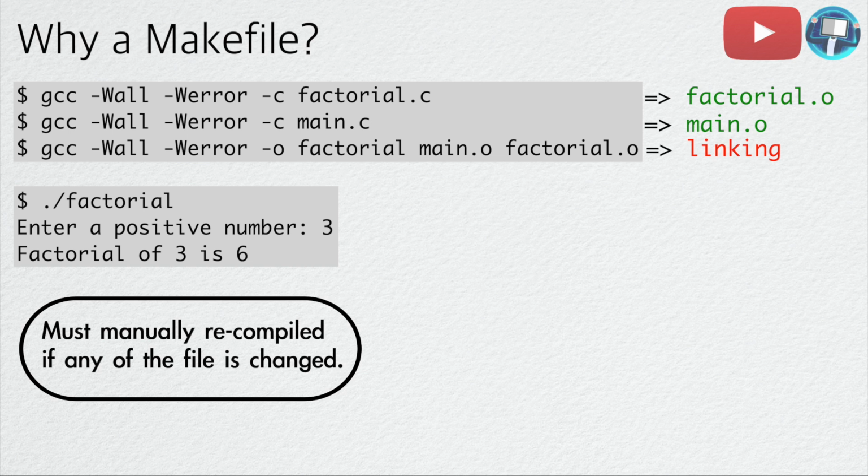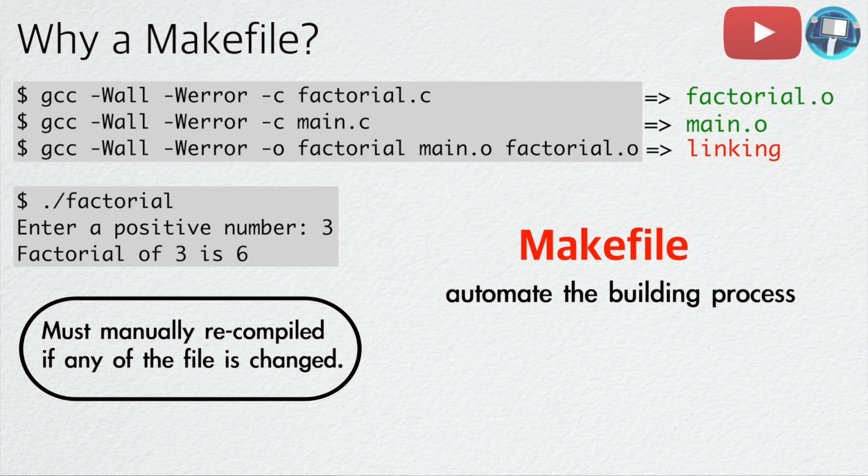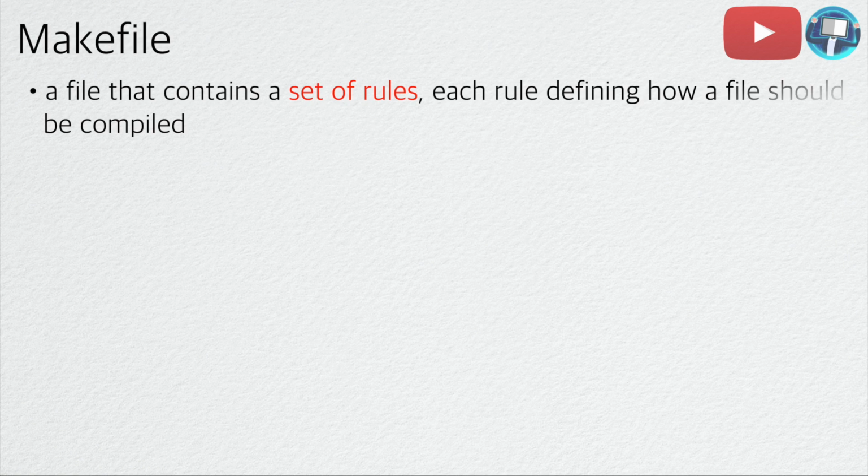This is a cumbersome process, especially when the number of files is big. This is when a makefile comes in handy. Using a makefile, we can automate this build process. A makefile is a file that contains a set of rules, each rule defining how a file should be compiled. Essentially, it is a building recipe.